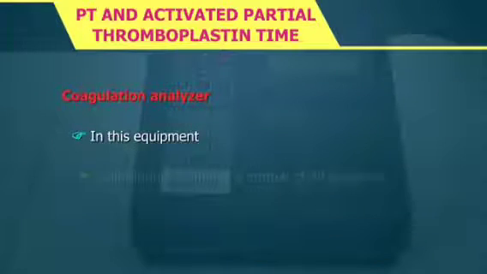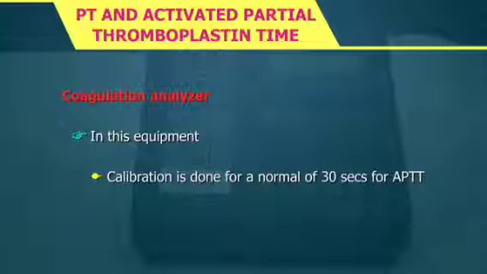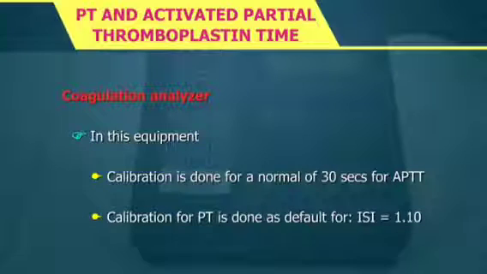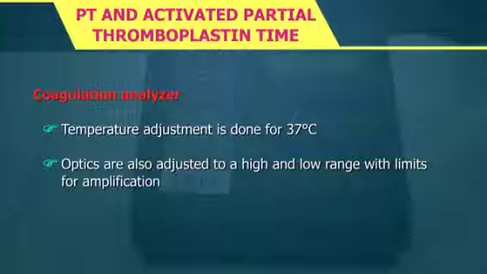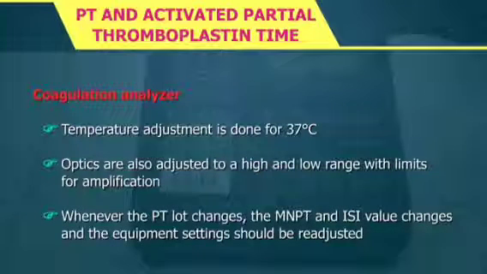In this equipment, calibration is done for a normal of 30 seconds for APTT, and calibration for PT is done as a default for ISI equal to 1.10. Temperature adjustment is done for 37 degrees Celsius. Optics are also adjusted to a high and low range with limits for amplification. Whenever the PT lot changes, the MNPT and the ISI value change, and the equipment settings should be readjusted.